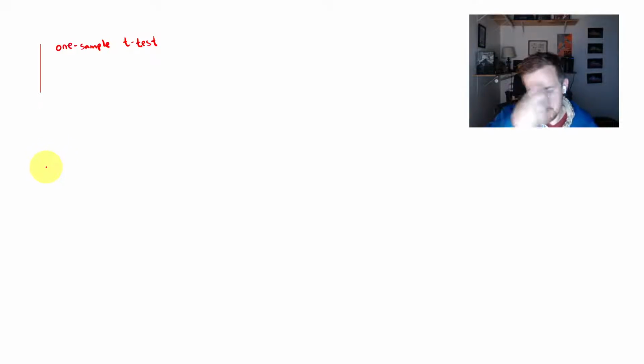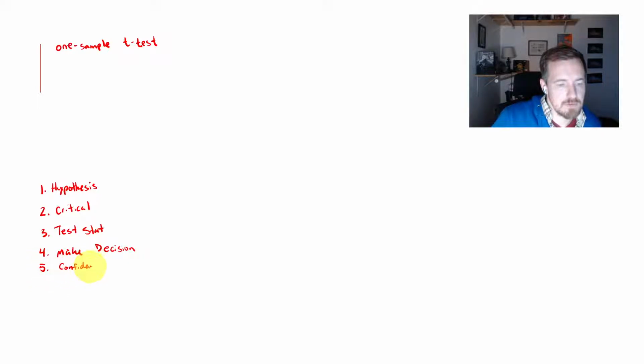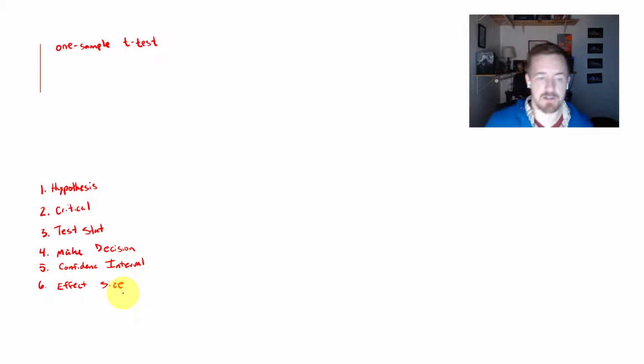Alright, so I'm gonna make a little bit of a roadmap here for what I want us to do. I want us to form a hypothesis, come up with the critical values, come up with the test statistic, make a decision, and then make a confidence interval. And I want us to find the effect size. So we got a lot on our plate for this, a lot of work to do. That's okay, because this is exactly what you'd see on an exam.